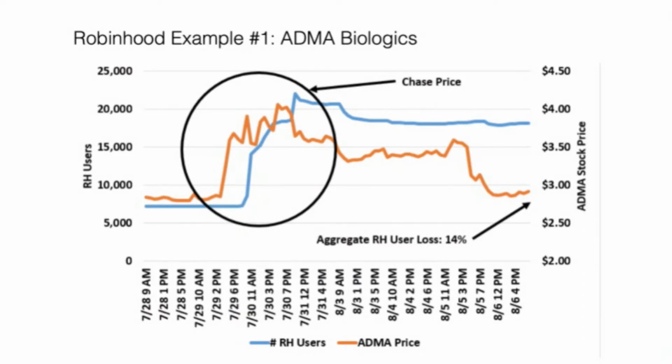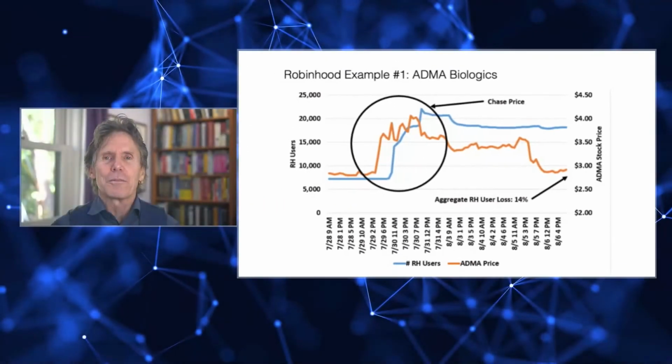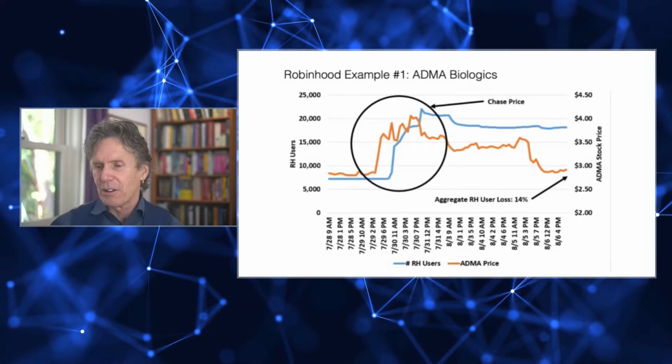And what you see is that the price went up, and shortly after it went up, the Robinhood investors or traders started to buy, and they bought and they bought and they bought, and they probably helped push the price up higher. And then the price went down, and most of them were still owning. In aggregate, they lost about 14% on this particular example.